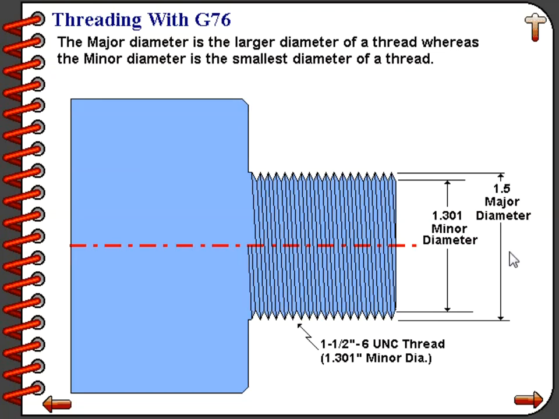In our threading cycle, our G76 cycle, we would program the threading tool to cut at the minor diameter for an OD thread. And when we're using the G76 cycle for an ID thread, we would program the G76 cycle to cut to the major diameter.